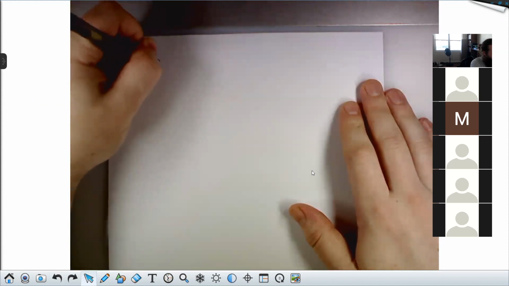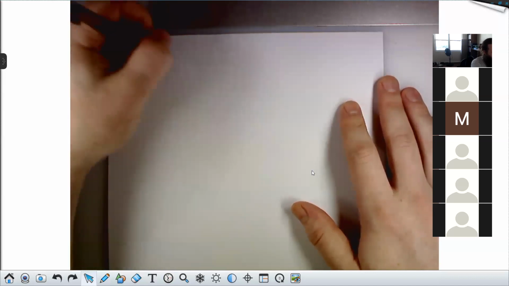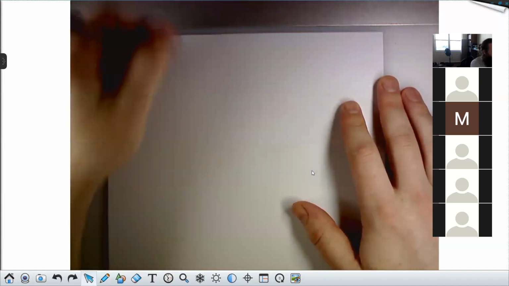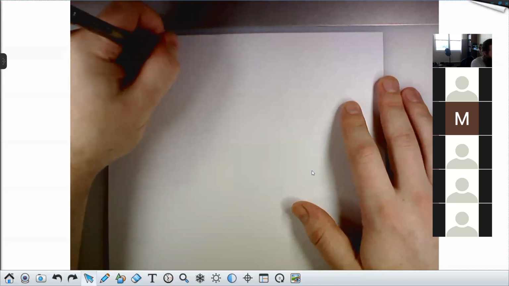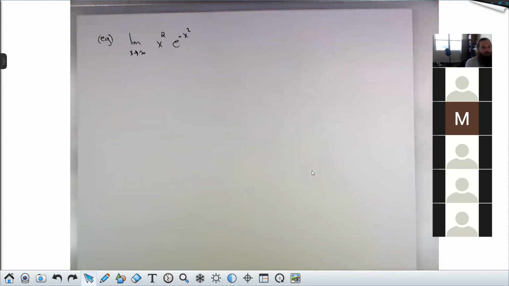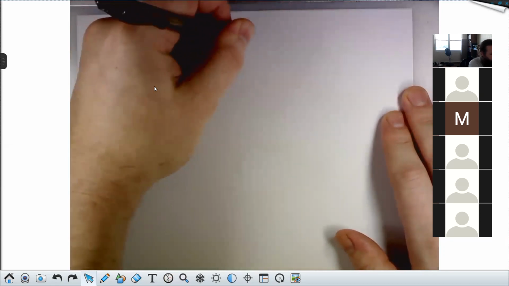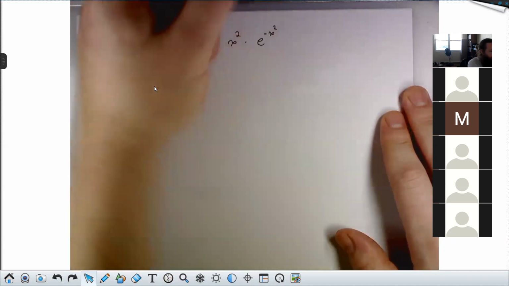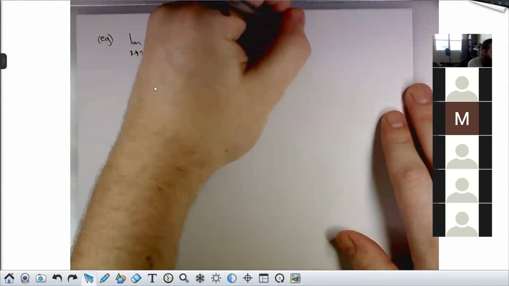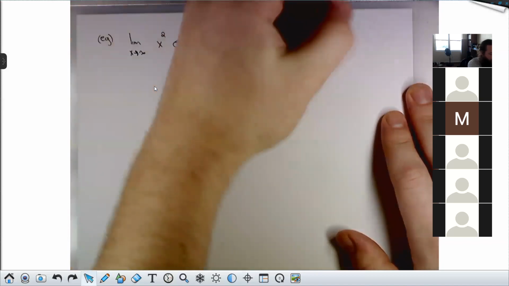What if I want to find the limit as x goes to infinity of x squared e to the negative x squared? If I try to plug in infinity here, I'll get infinity squared times e to the negative infinity squared. Infinity squared is infinity, so this is infinity times e to the negative infinity.